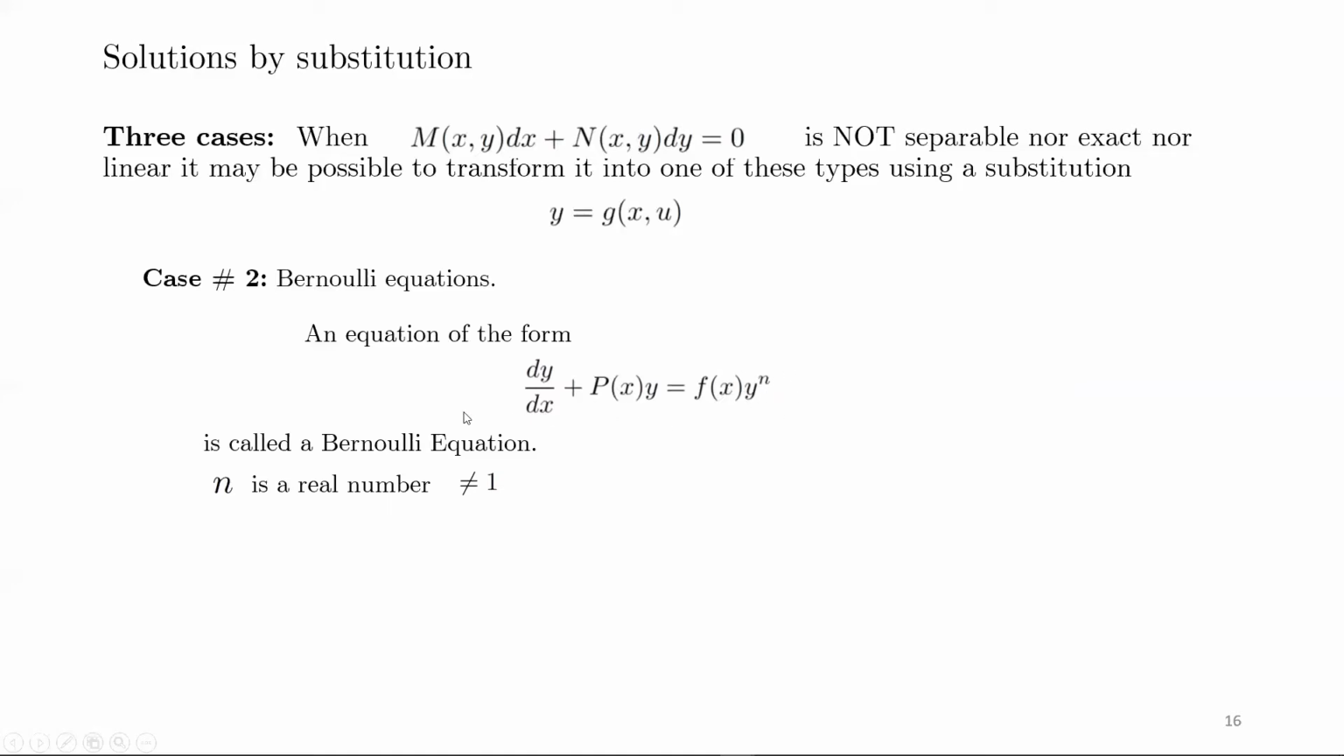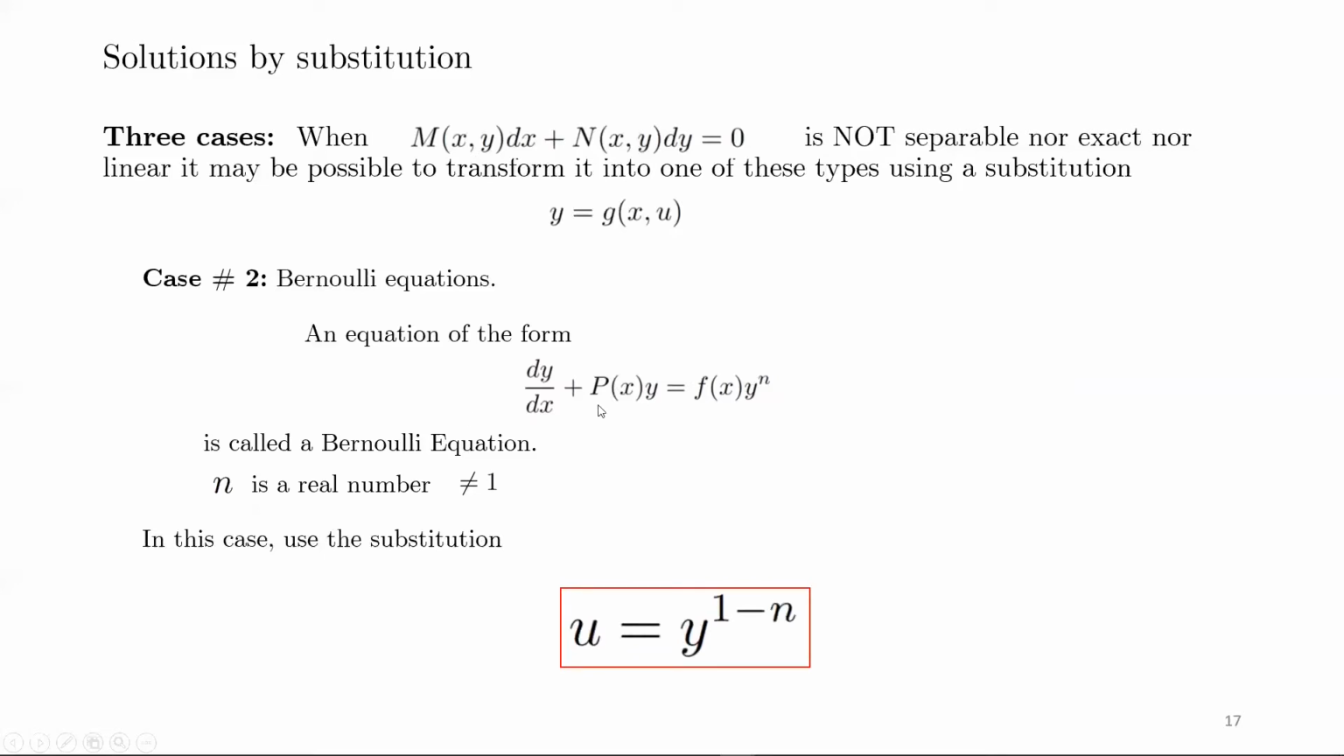So if it turns out we have a Bernoulli equation where n is not equal to 0 or 1, then we can use the substitution: this new variable u is equal to y to the power of 1 minus n. So the power of the y on the right hand side enters into the substitution variable. And again we're going to come back to an example of this shortly. But firstly, I just wanted to introduce you to case 3.